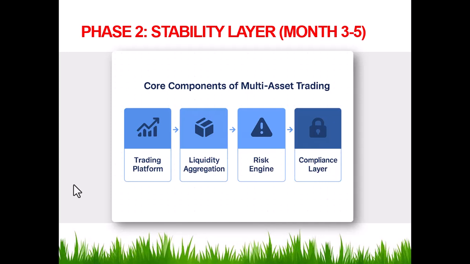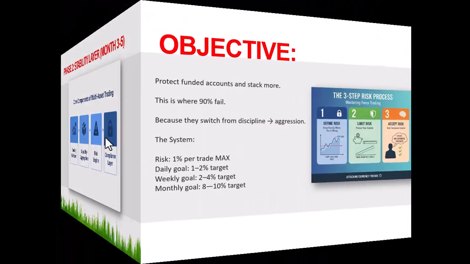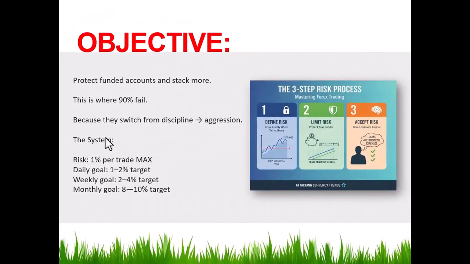So you have to look at these core components of multi-asset trading and use them as your guide to choose a perfect trading firm. Okay. So now when you get this trading firm, or when you're done with your research properly, what do you do next? The next thing is the objective of phase two. So now what is the objective?